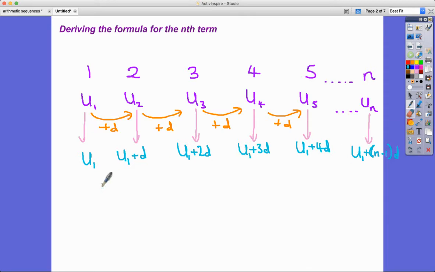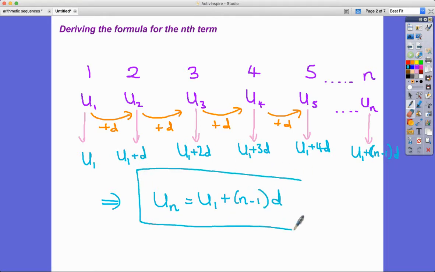So in general, what we can say is that any term of a sequence is equal to the first term plus the term number of the sequence, subtract 1, multiplied by the common difference. And that is actually the nth term for an arithmetic sequence.